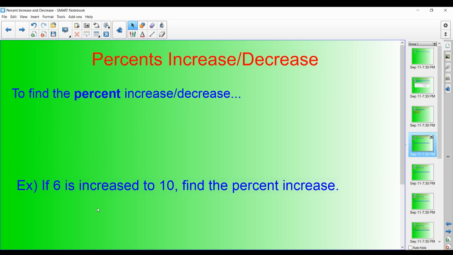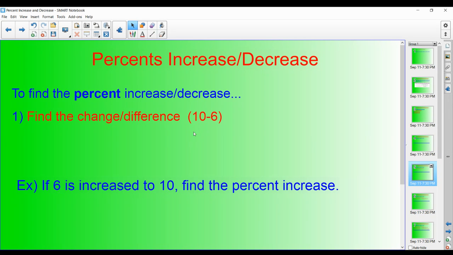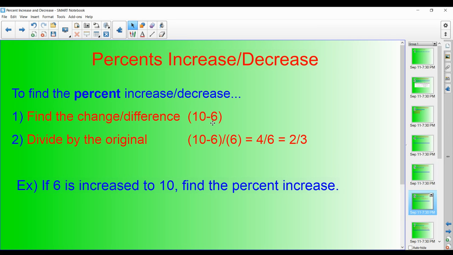So let's say I ask if 6 is increased to 10. So we go from 6 to 10, find the percent increase. Now this is an increase because we're going up. Step 1 tells us to find the difference. So new minus original, 10 minus 6. Step 2 says divide that by the original, so 10 minus 6 divided by 6. So we have 4 divided by 6.